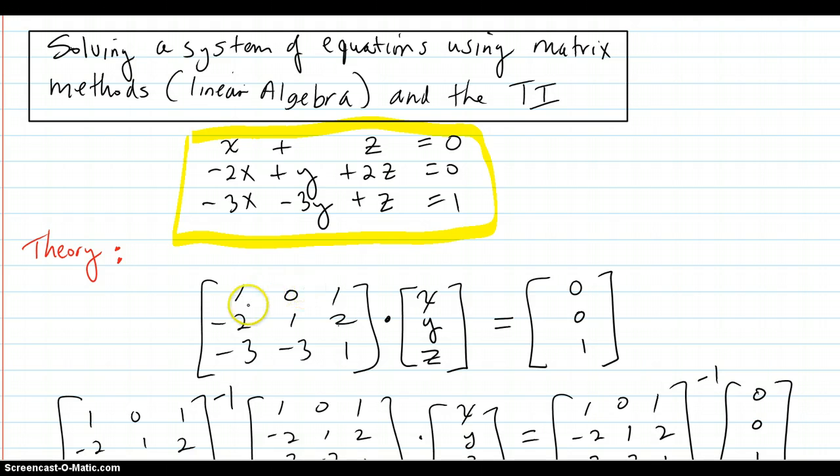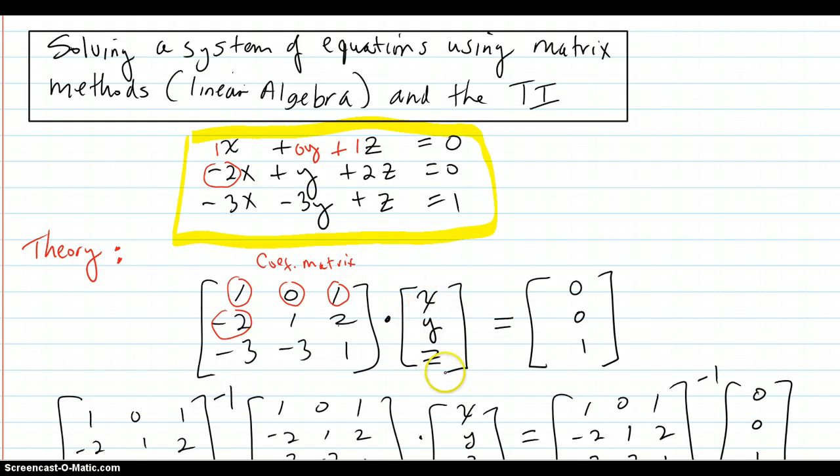You have a matrix of coefficients. For example, here's the 1x. There's your 1. There's a plus 0y really here. And that's the 0y and the 1z. Okay, and then the negative 2x is this negative 2. So this is a coefficient matrix right here.